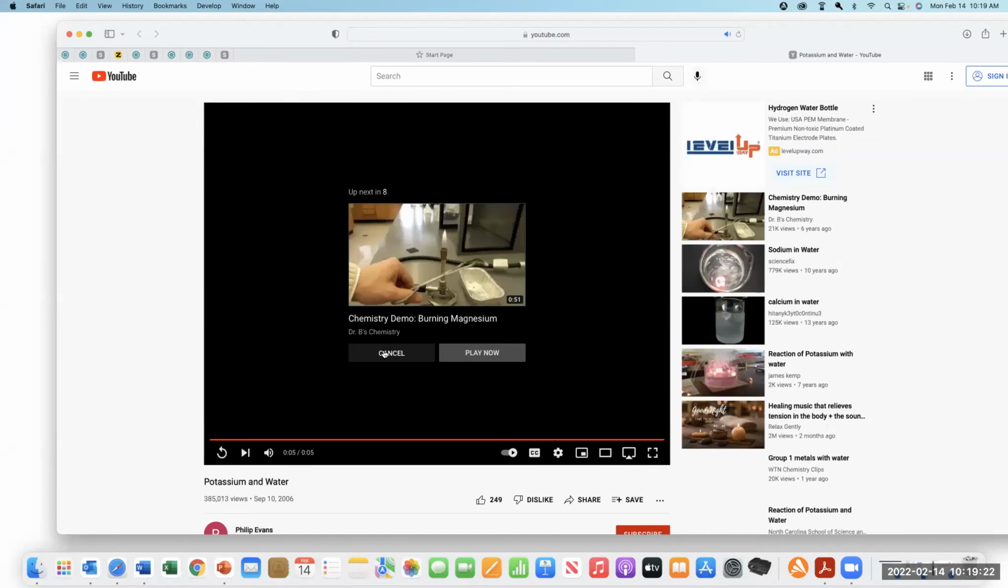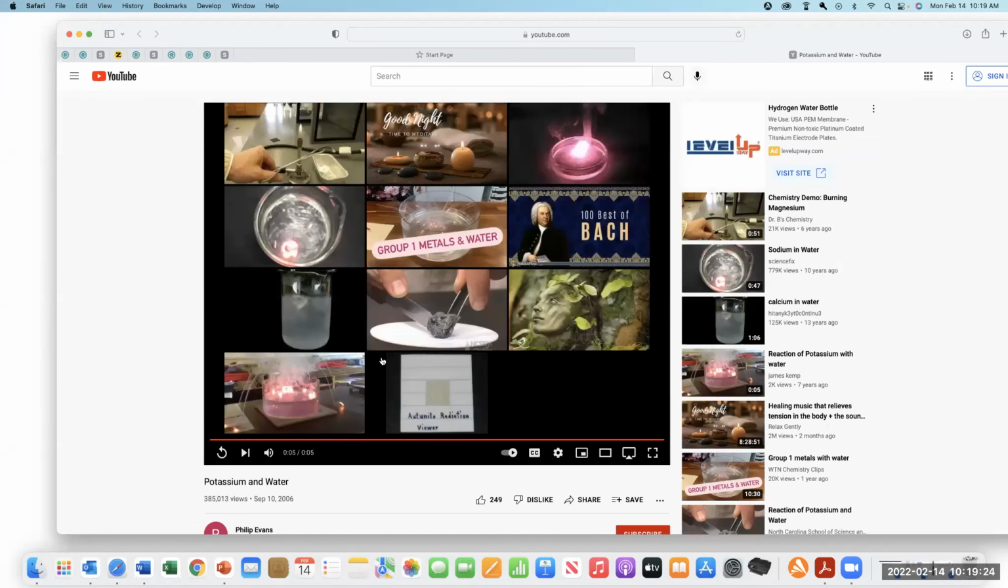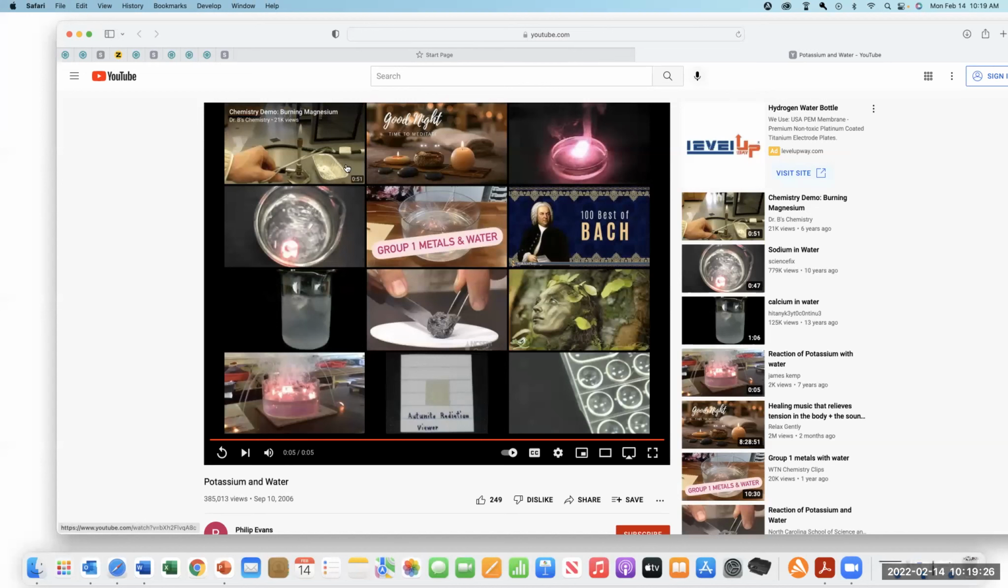Let's go back. Damn it. Where's the potassium in water? That's magnesium, sodium in water. Here it is. Do that one.